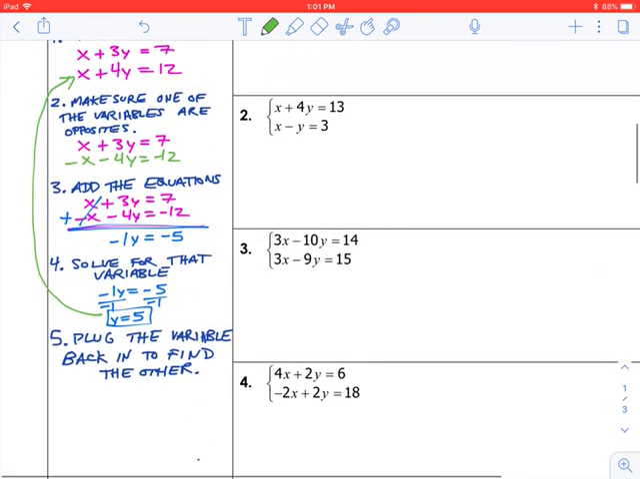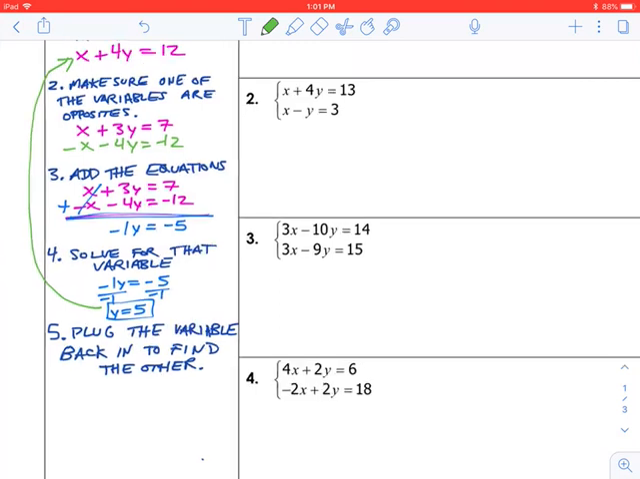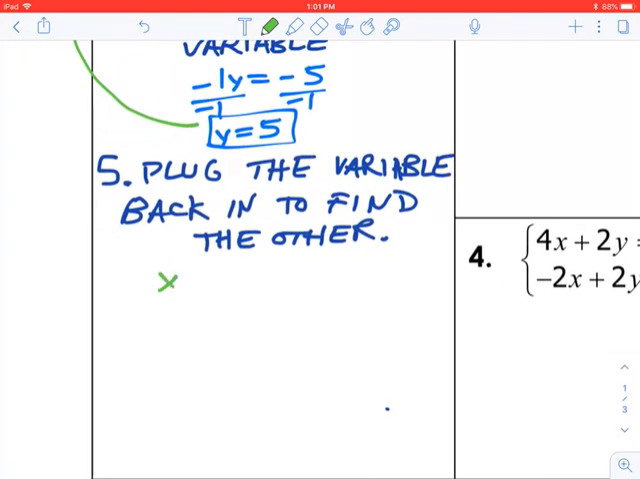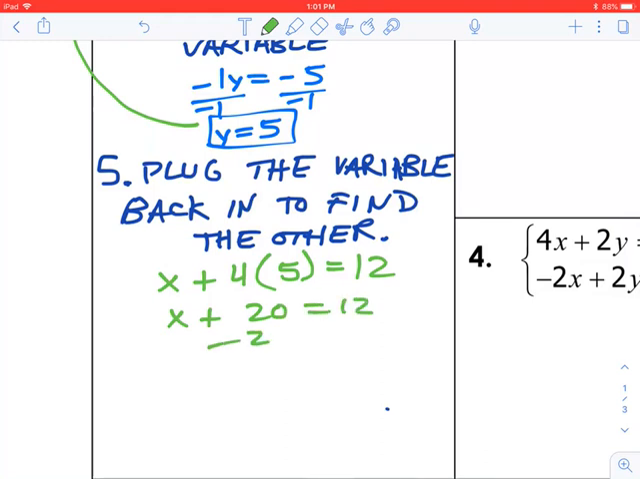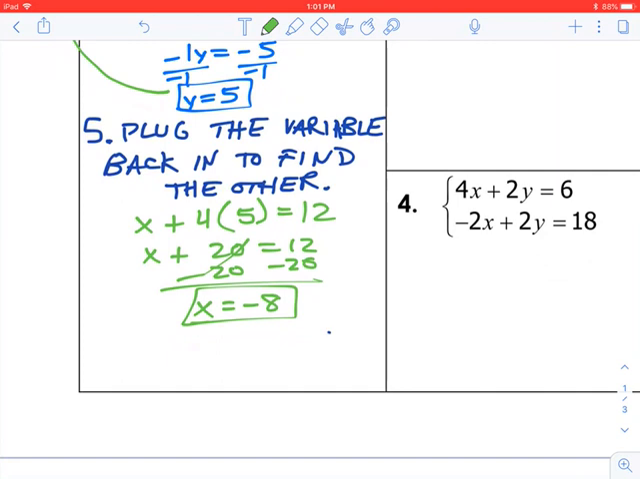Okay, so in this case, I'm going to choose that bottom one, so it's x plus 4y. But I'm going to replace y with what we just found, which is 5. So x plus 4 times 5 is 20 equals 12. And then I subtract 20 to solve for x. So x equals -8.